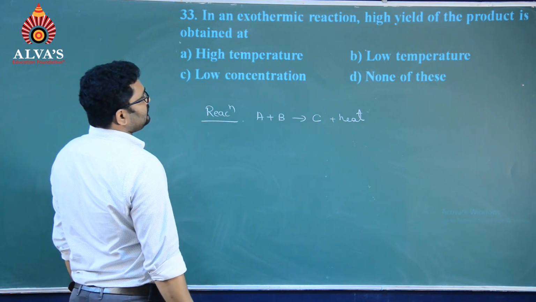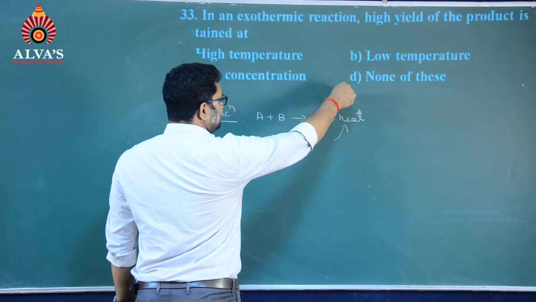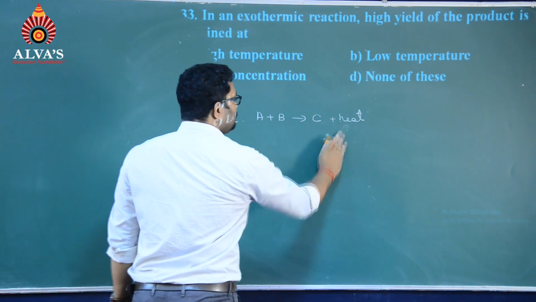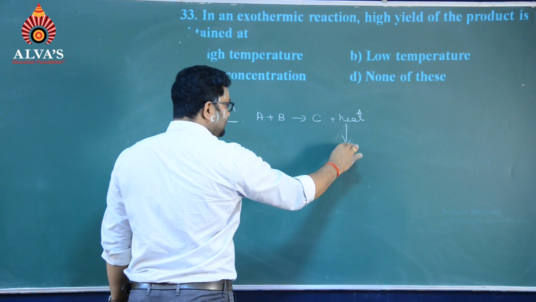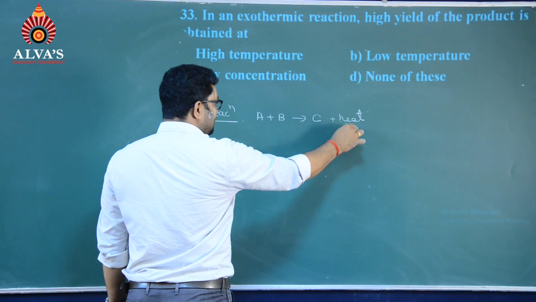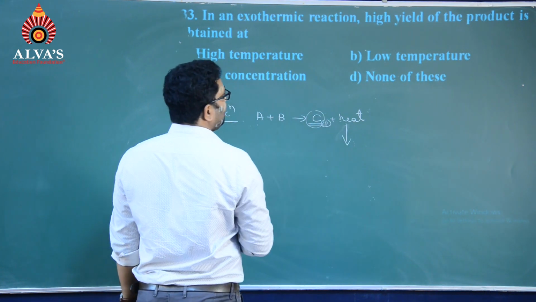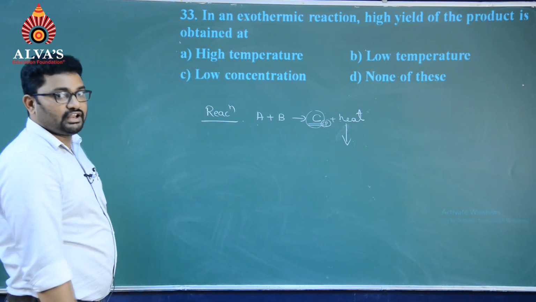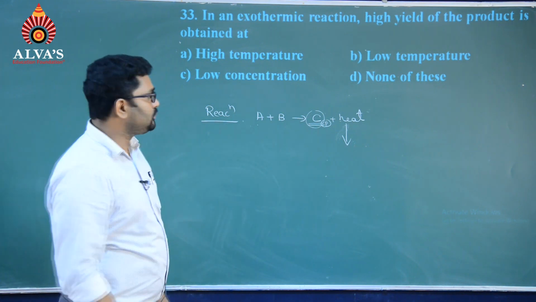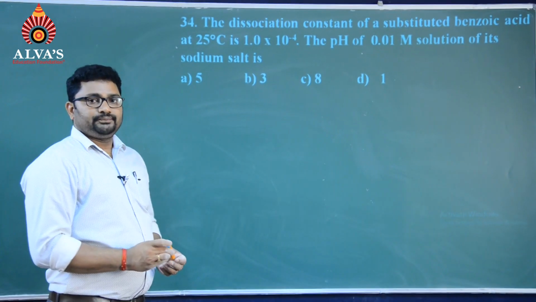Now, if you increase the temperature, heat gets increased, and it favors the backward reaction according to Le Chatelier's principle. That means if you lower the temperature, the equilibrium wants to increase the temperature according to Le Chatelier's principle by favoring the forward reaction. Forward reaction means more and more products are formed. Hence, for exothermic reactions, low temperature favors a high yield of the product. Hence, the answer is B.